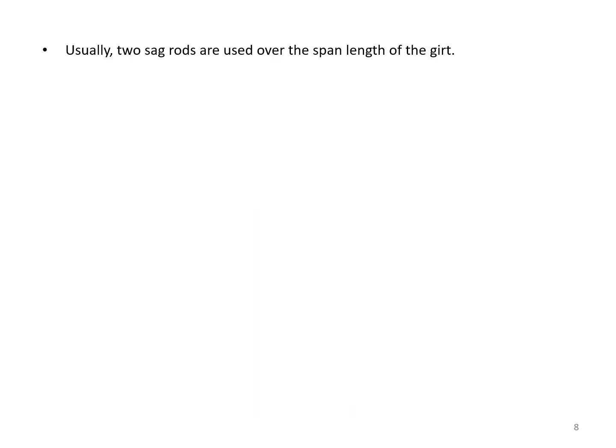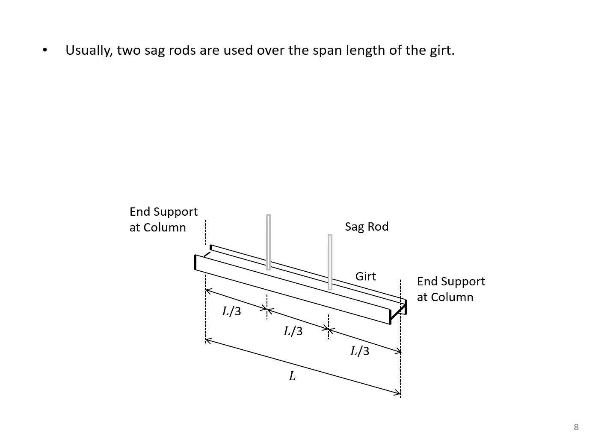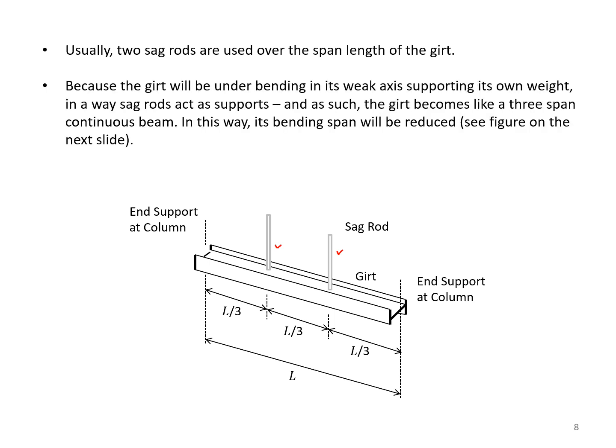Usually 2 sag rods are used over the span length of the Girt. Let's put back a detail in here. As you can see, there are 2 sag rods used along the length of the Girt. Because the Girt will be under bending in its weak axis supporting its own weight, in a way sag rods act as supports, and as such the Girt becomes like a 3-span continuous beam. In this way, its bending span will be reduced, as shown in this figure.